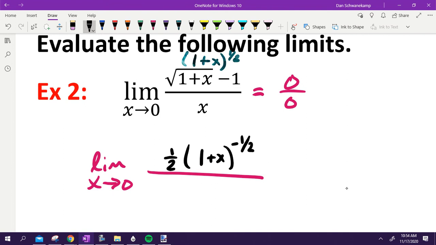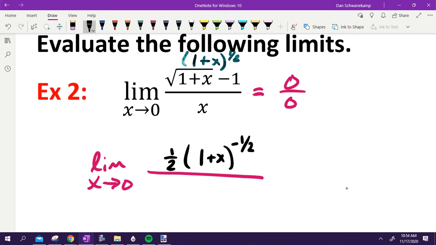Good. He's doing chain rule. He multiplied by the exponent 1/2. He rewrote the base. He subtracted 1 from his exponent. Technically, then we would take the derivative of the base. But what's the derivative of the base? 1, so it didn't really do anything for me. So that's my answer. The minus 1 goes away.